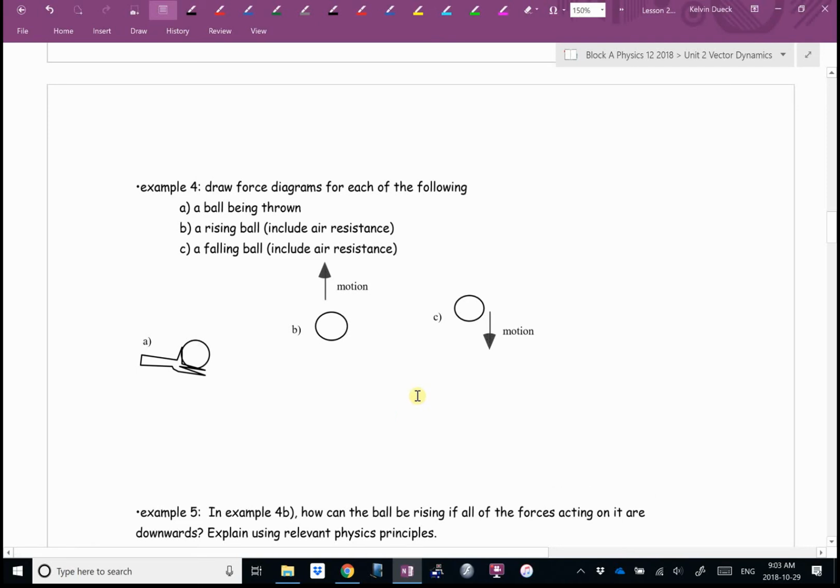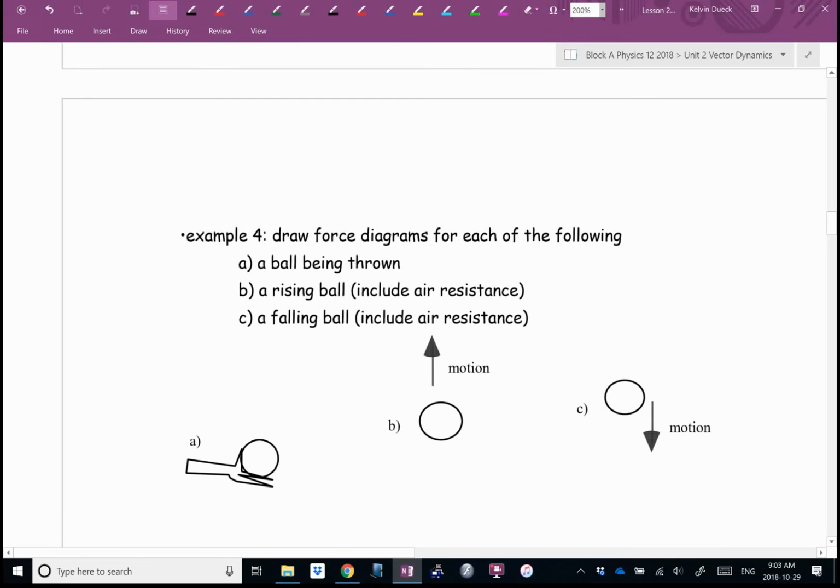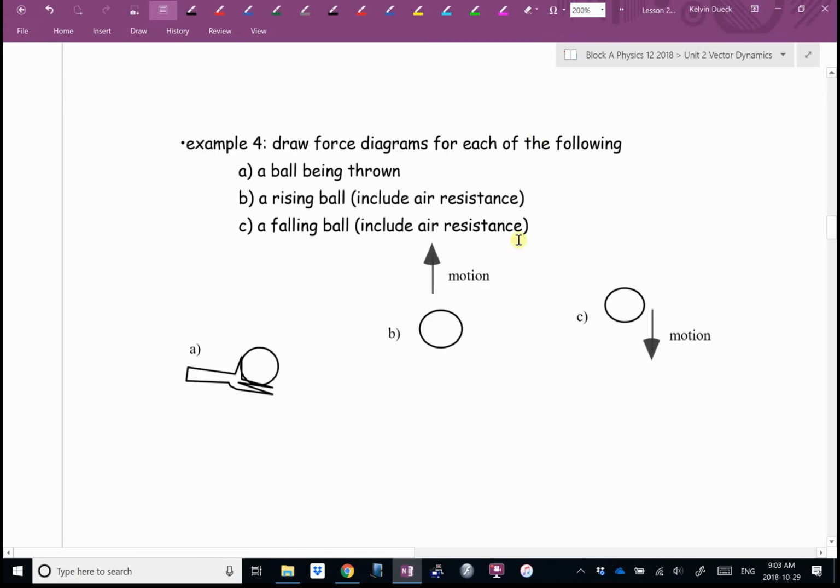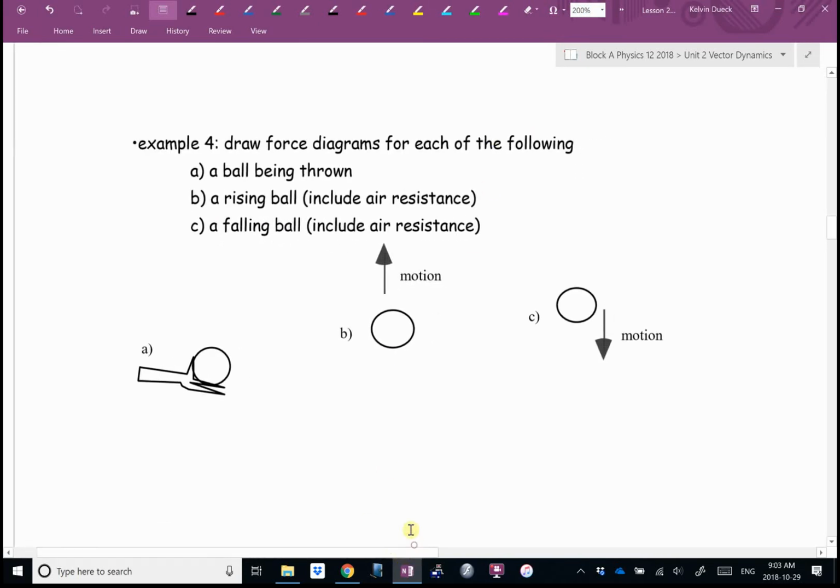Example 4 says, draw force diagrams for each of the following: a ball being thrown, a rising ball that will include air resistance, and then a falling ball, and this time we'll include air resistance. Usually we'll ignore air resistance, but okay. So situation A, look up, we're talking about this. While it's in my hand, put your phone away. Oh, sorry, that's your calculator, my bad. While it's in your hand, on the way up.